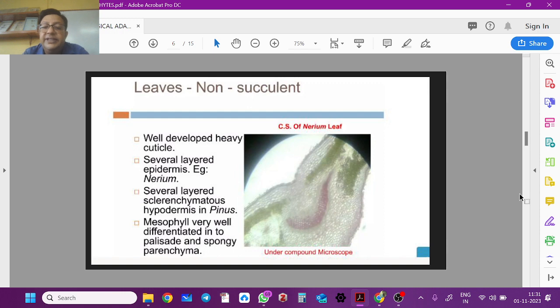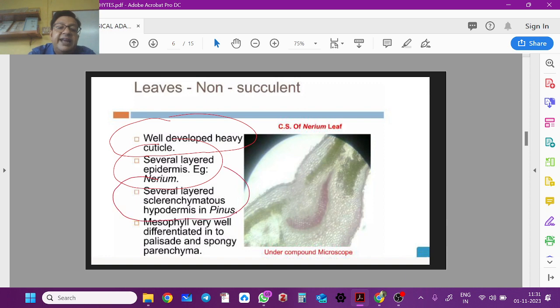In non-succulents like nerium, the cuticle is well developed and heavy. A thick cuticle. Several layered epidermis. Below the epidermis, a several layered sclerenchymatous hypodermis. Below the epidermis is the hypodermis. Then you have the endodermis. And the mesophyll is very well differentiated into palisade and spongy parenchyma.